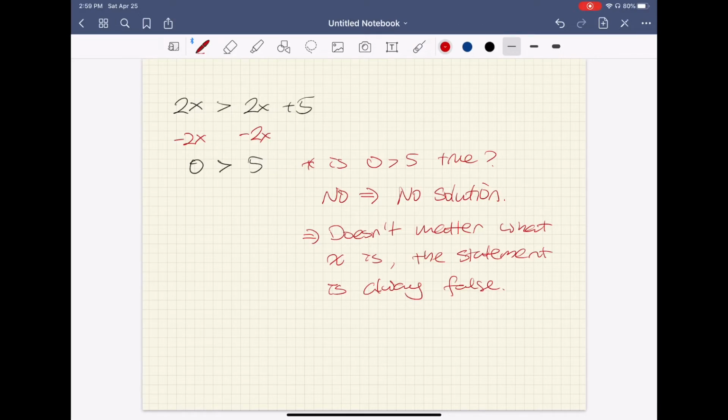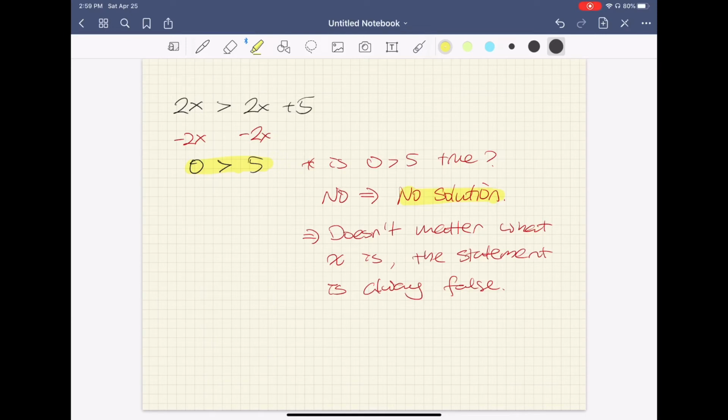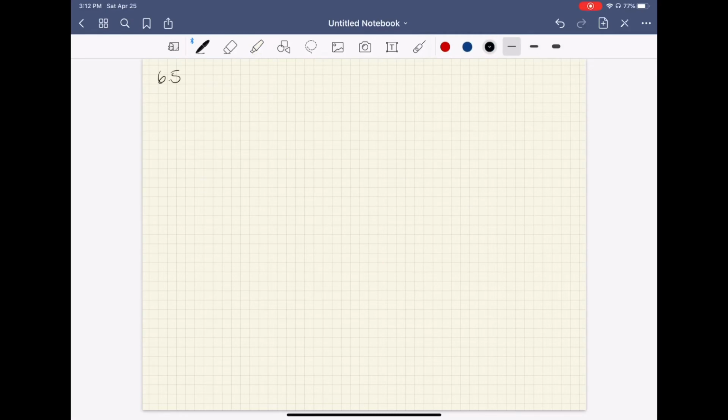Okay. All right. So if you see special cases, if your final statement after you simplify is false, then that means there is no solution. Okay? If your final statement is true, then that means x can be anything. Okay, so that's it for special cases. Now let's start on 6.5.